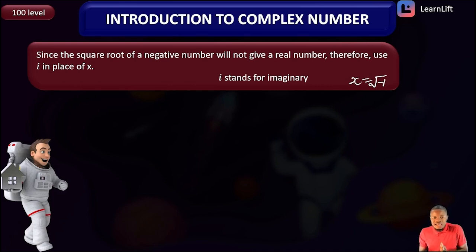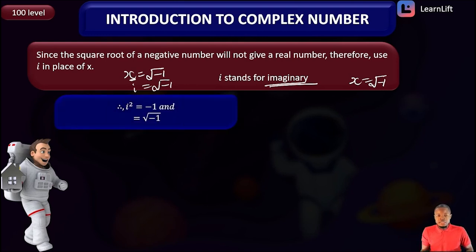Therefore, use i in the place of x. Now let me explain. Where we have x is equal to root negative 1, instead of using x here, what will I use there? Say i is equal to what? Your root negative 1. So anywhere I'm solving and I come across root negative 1, I use i to mean root negative 1. Are you getting it now? The i stands for imaginary. What does i stand for? i means imaginary. So imagination, you are just imagining it. Are you getting it now?